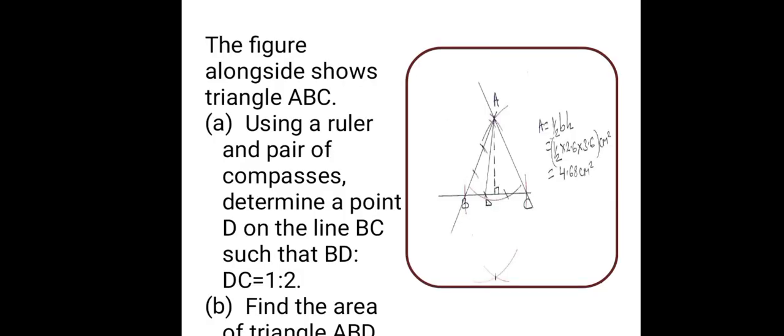The figure alongside shows triangle ABC. Using a ruler and pair of compasses, determine a point D on the line BC such that BD to DC is 1 to 2. Find the area of triangle ABD, given that AB is equal to AC.